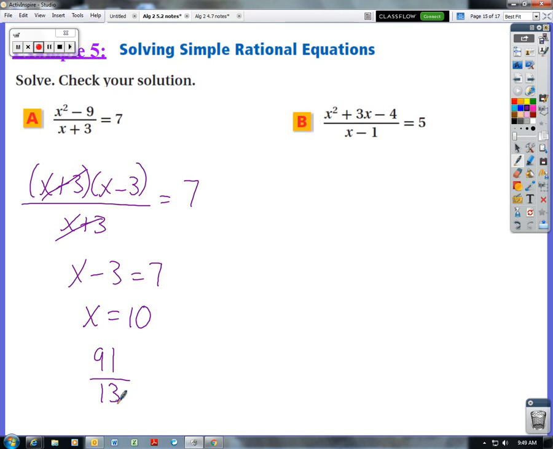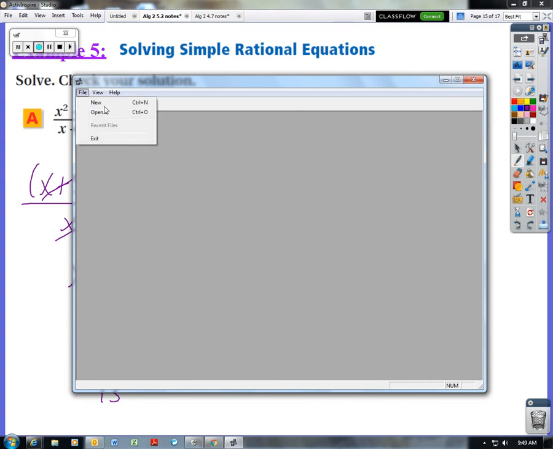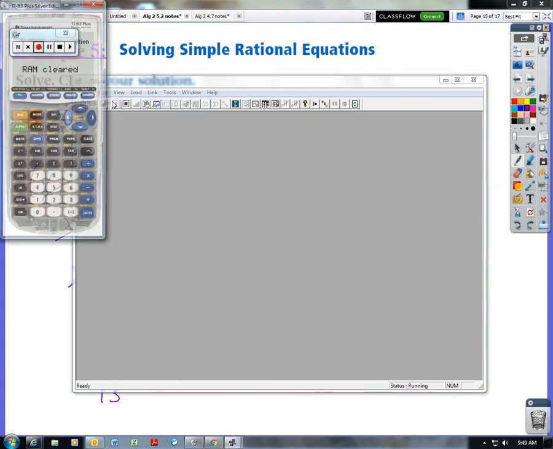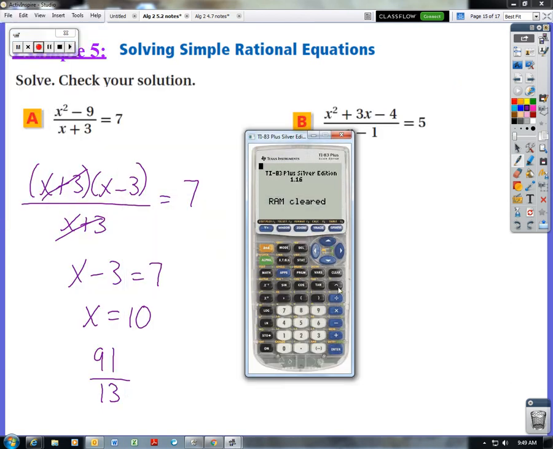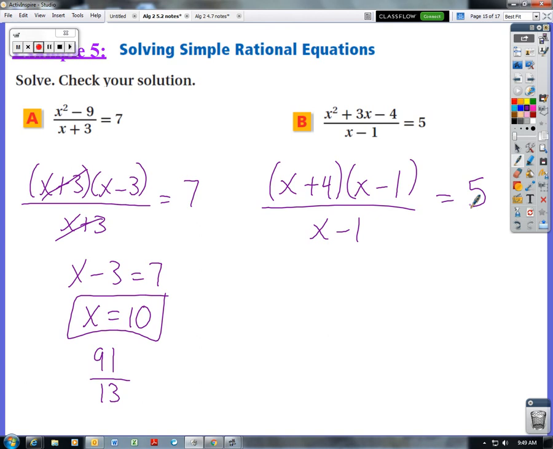Does that equal 7? Let's hope so. Let me get my calculator going. Oops, that's not what I wanted. I want to clear. 91 divided by 13 is 7. It checks. Great. Okay, this next one, we're going to have to factor the top. We've got x plus 4 and x minus 1. That's going to do the job. x minus 1 on bottom equals 5. I apologize if I'm going too fast. These cancel out. x plus 4 equals 5. Subtract 4 from both sides. x equals 1. Check. I could probably do this in our head because it's 1.